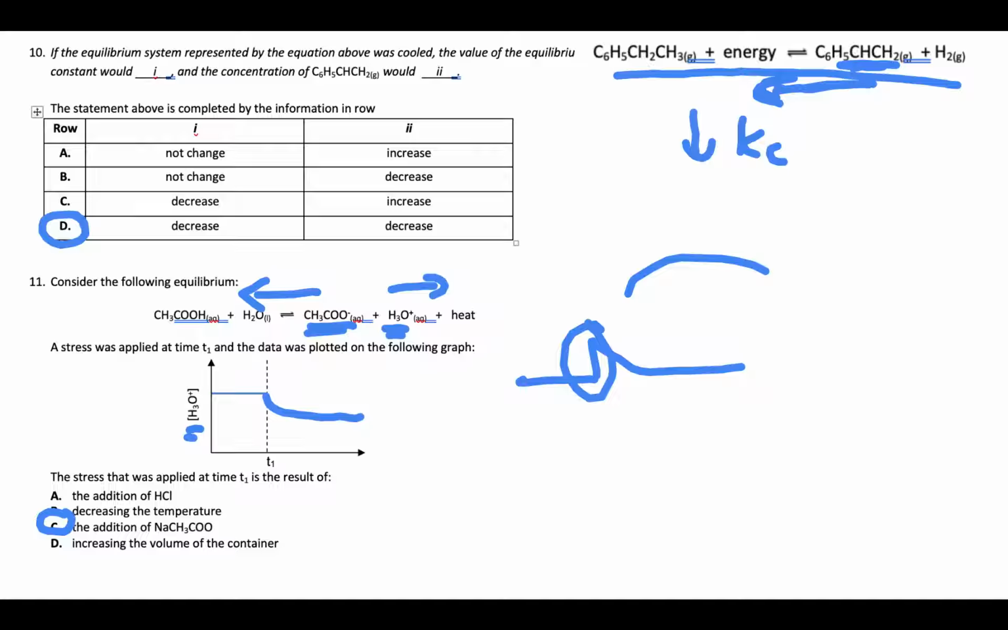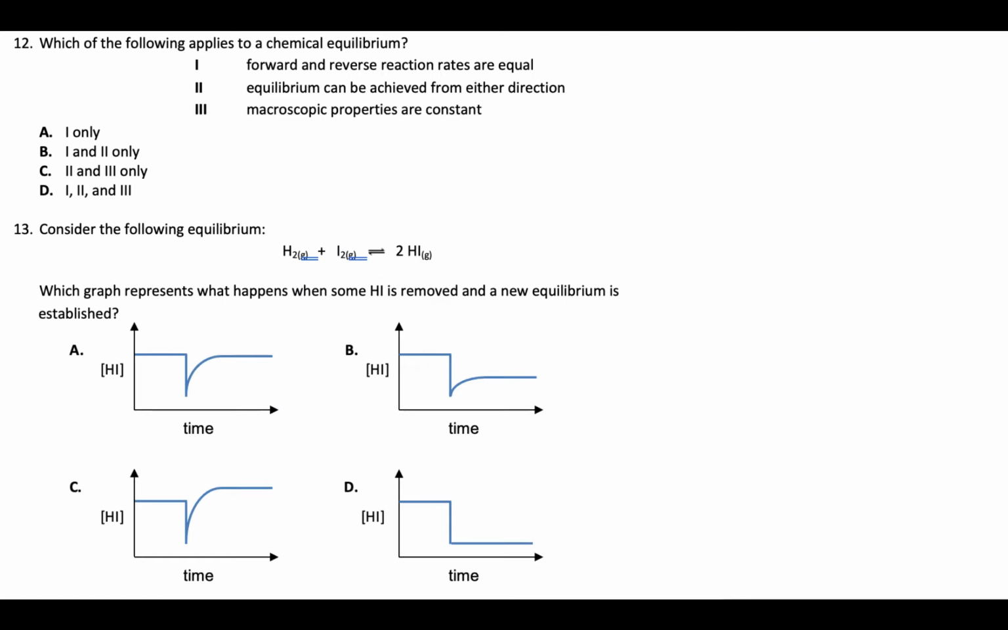And the last one, adding or increasing the volume: you have the same amount of moles on each side, and there are no gases, so a volume and a pressure change wouldn't affect the system. So the answer definitely is C here.